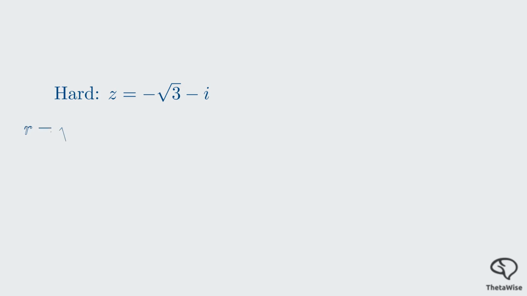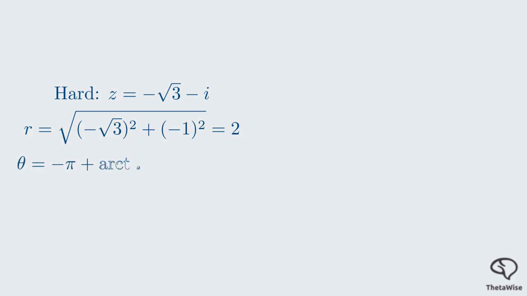For the hard question, we first convert z to Euler form. r is the square root of negative root 3 squared plus negative 1 squared, which equals 2. The point is in the third quadrant, so theta is negative pi plus arctan of 1 over root 3, which is negative 5 pi over 6.